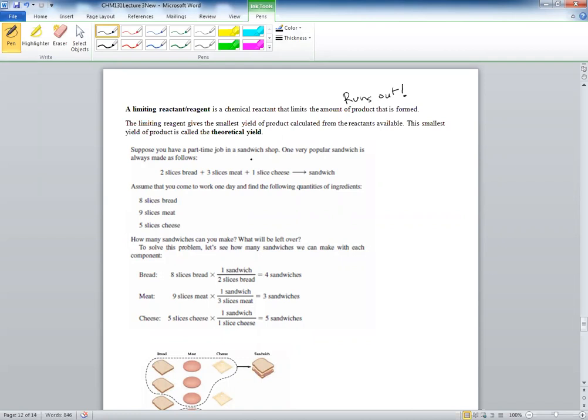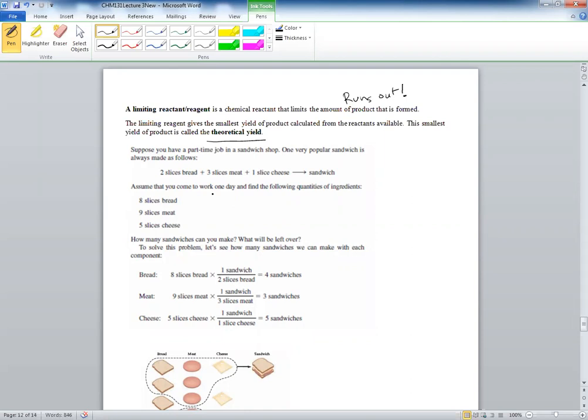So some simple definitions before we go over this very, very helpful analogy is that the limiting reagent, or reactant, gives the smallest yield of product calculated from the reactants available. And this smallest yield is what we call the theoretical yield. So it's kind of like looking at this example here.